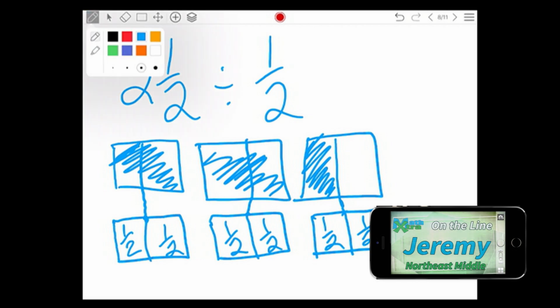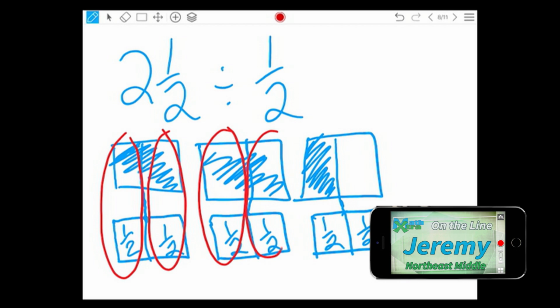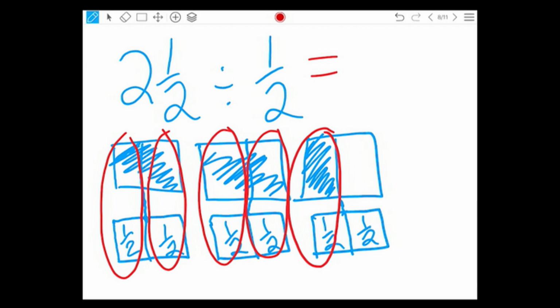So let's use a different color. We have 1, 2, 3, 4, and 5. So that means 2 1/2 divided by 1/2 equals 5.